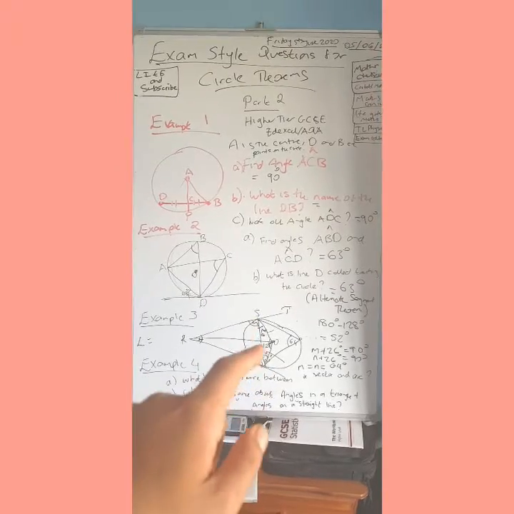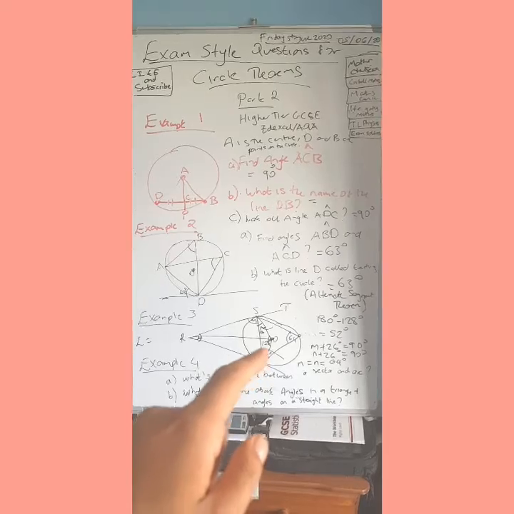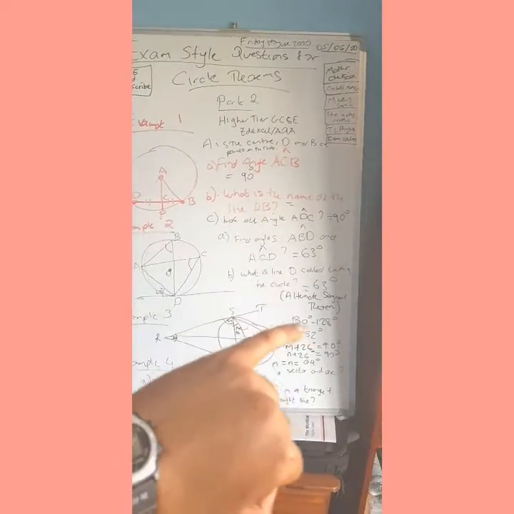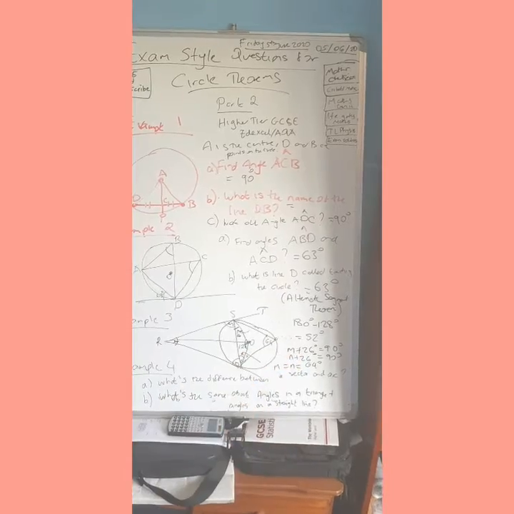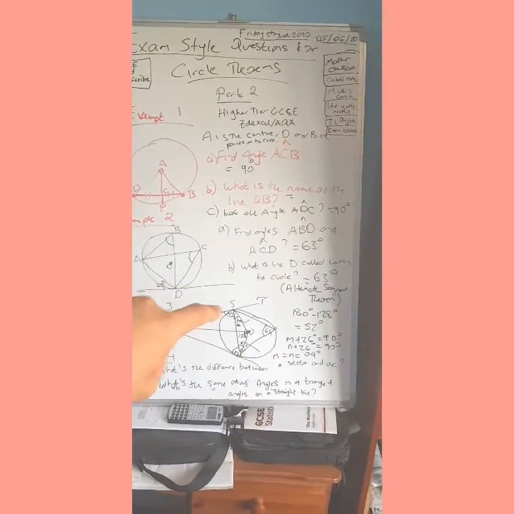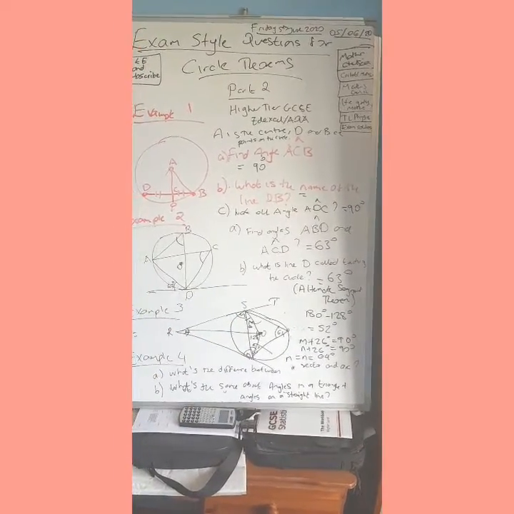Okay, and then I've got an isosceles triangle here. So that angle there and that angle there are going to be the same. So 180 minus 128 is going to give me 52. Divide that by 2, that will give me these two angles here, which is going to be 26.